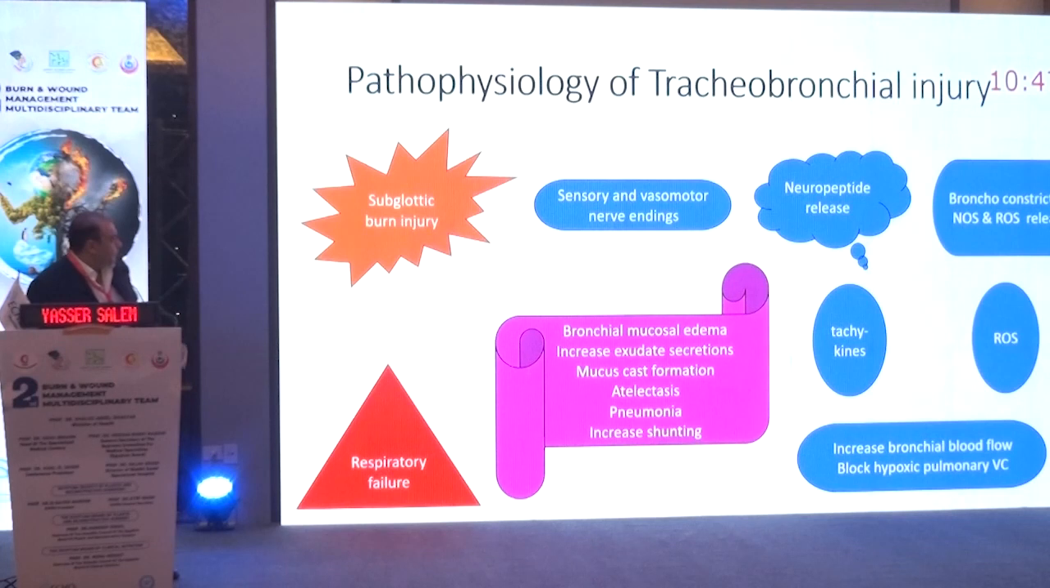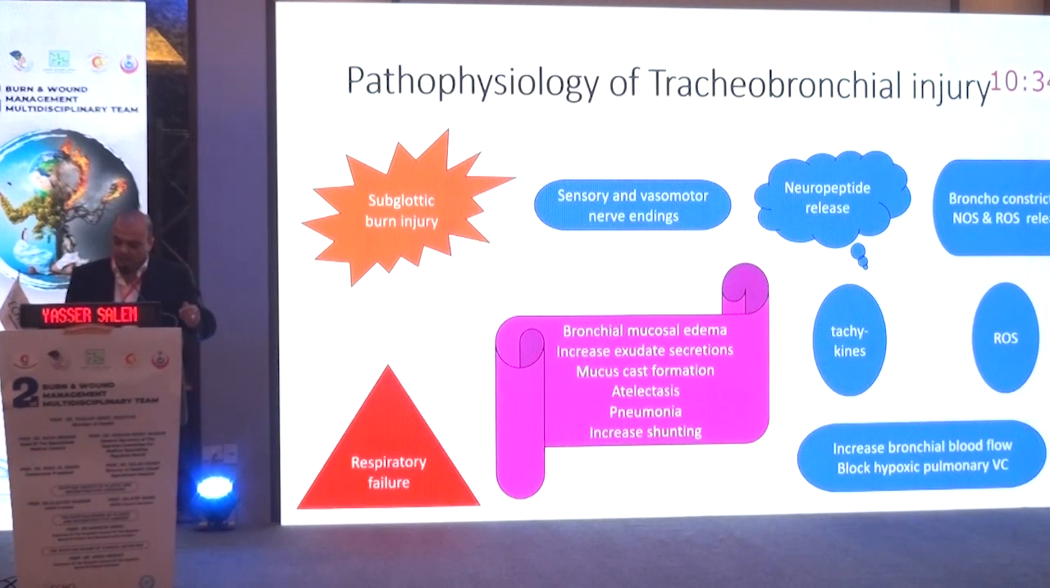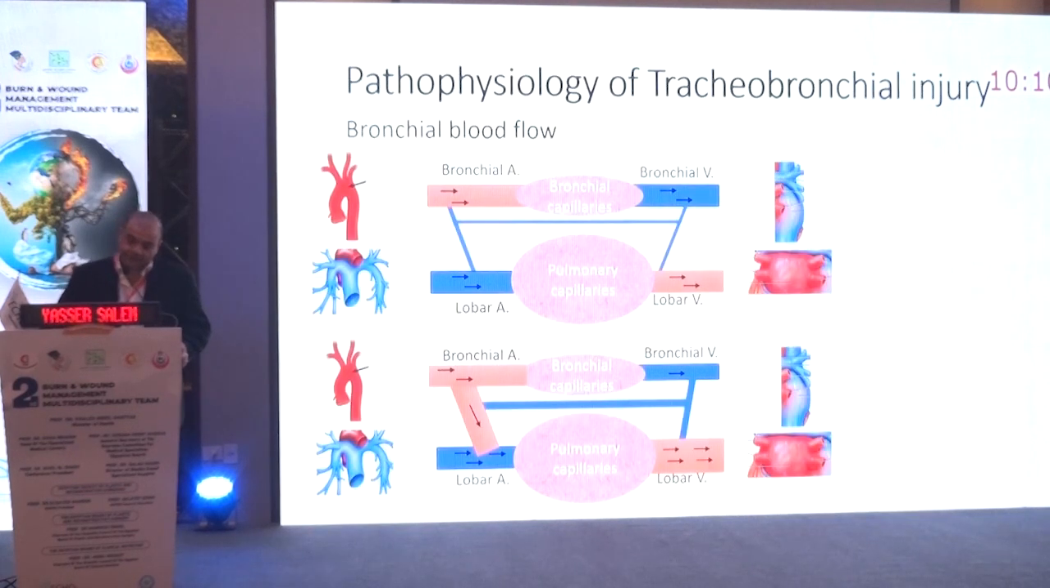What could happen? Subglottic burn injury causes sensory and vasomotor nerve ending stimulation and release of the vasoactive materials that we said. This will result in an increase in bronchial blood flow, and there is a block of the hypoxic pulmonary vasoconstriction. So all in all, there is an increase in blood perfusion and an increase in shunt flow. This will lead to bronchial mucosal edema, increase in exudative secretions, mucus cast formation, atelectasis, pneumonia, and increase in shunting. If not treated, eventually it will lead to respiratory failure.